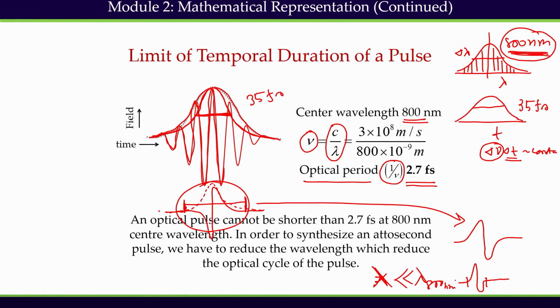So I have to go for the X-ray regime. An attosecond pulse can be produced only in the extreme ultraviolet or X-ray regime of electromagnetic radiation. It cannot be produced in the visible range or the near IR, because the optical cycles are too long for attosecond pulses.